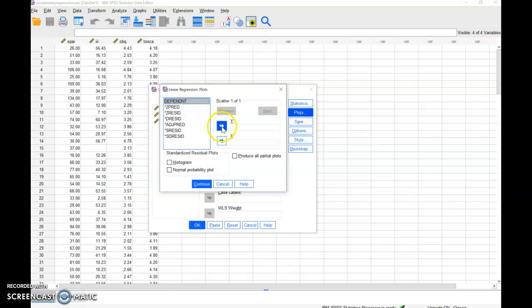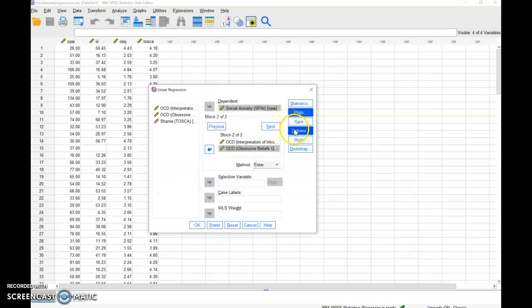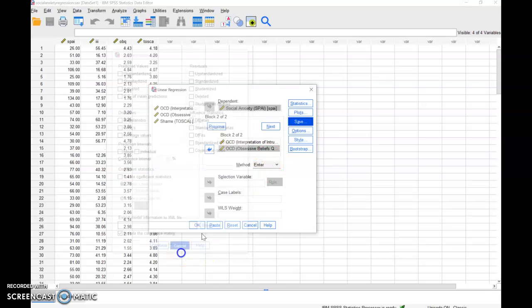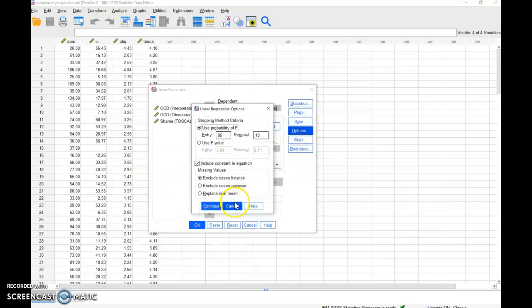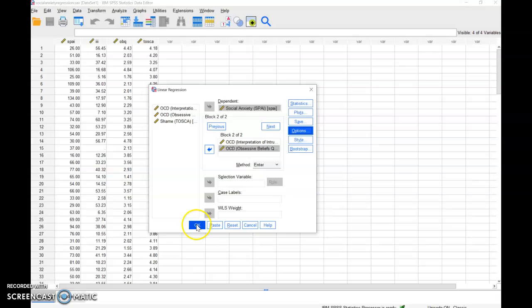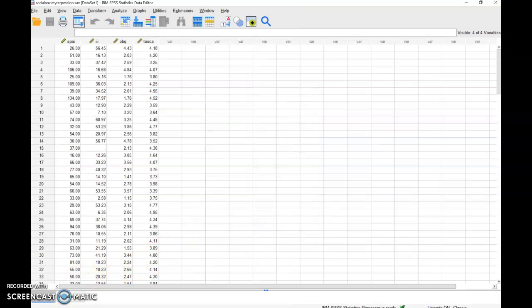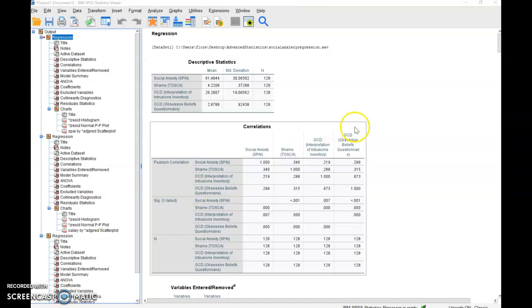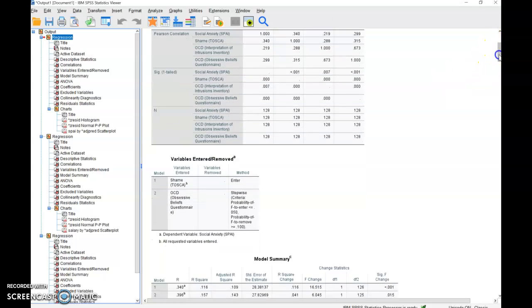For plots, we're going to put dependent on the Y, and then adjusted prediction on the X, and click histogram and normality probability plot. And then we're going to click OK. Here are my results for that.